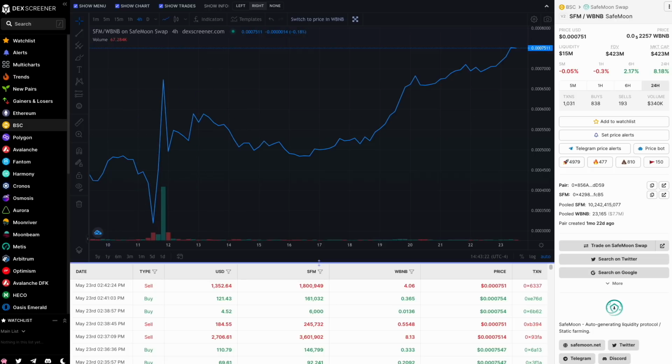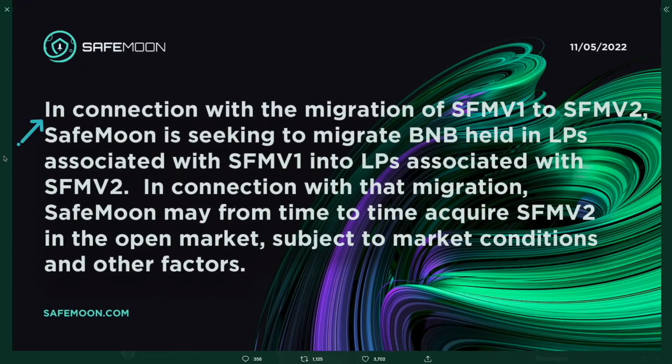If we fly on over to this, it says, in connection with the migration of Safemoon V1 to V2, Safemoon is seeking to migrate BNB held in its LPs associated with Safemoon V1 into the LPs associated with Safemoon V2. In connection with that migration, Safemoon may from time to time acquire Safemoon V2 in the open market, subject to market conditions and other factors.